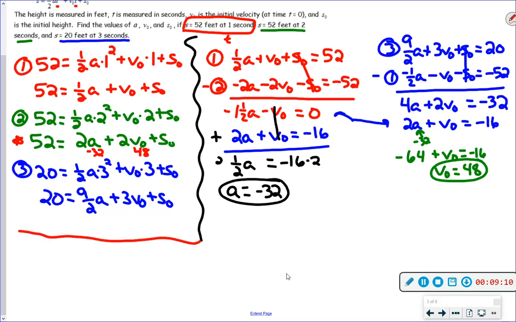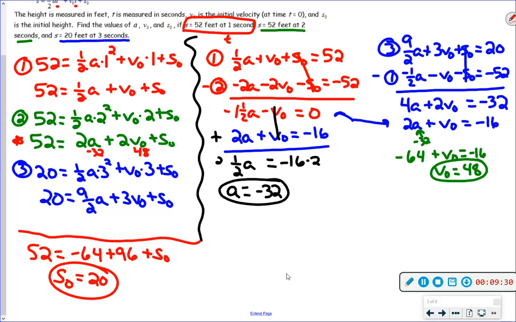I'm going to section this off here. So 52. 2 times negative 32, negative 64. 2 times 48. And then, of course, you're going to add the 64. You're going to subtract the 96, go through and solve it, and we'll end up with S0 is 20.